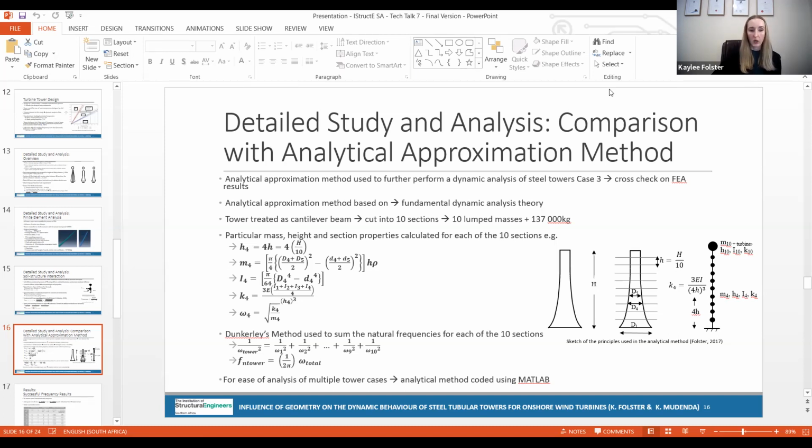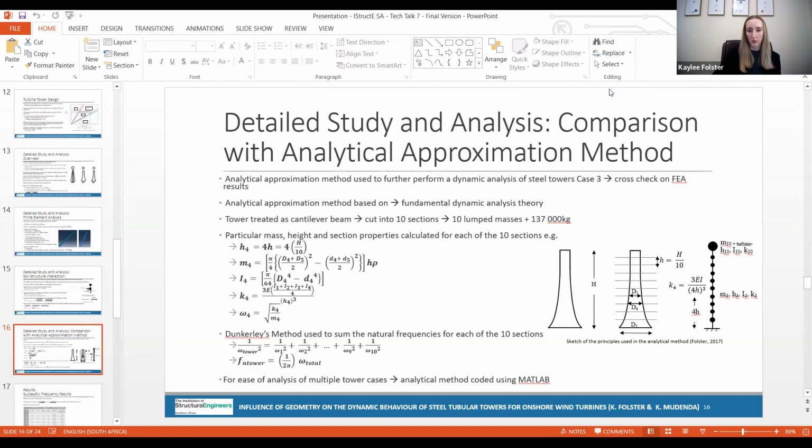And once you know your I, you can then calculate your stiffness, K, and that also is a standard formula for the stiffness of a cantilever beam, 3EI over h cubed. And then you've got your mass and you've got your stiffness, which are your two major components that you need in order to calculate your natural frequency. So you're essentially able to obtain the natural frequency of that fourth segment of the tower.